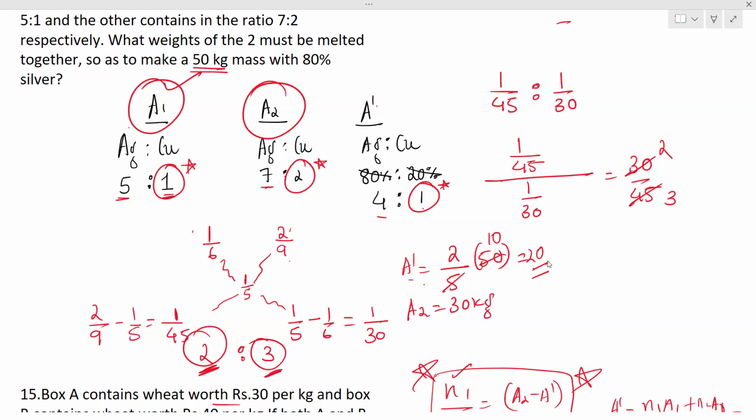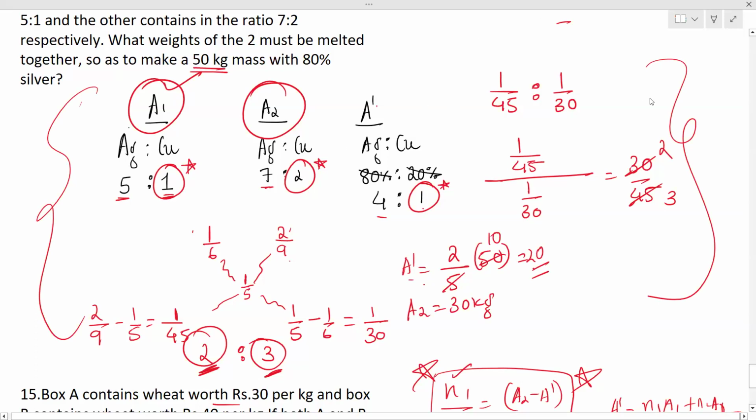Yes or no? Can we move ahead? Are you okay with this question? It's a pretty easy question. We messed up with some calculation. That was like taking the numbers wrong there. That's it.